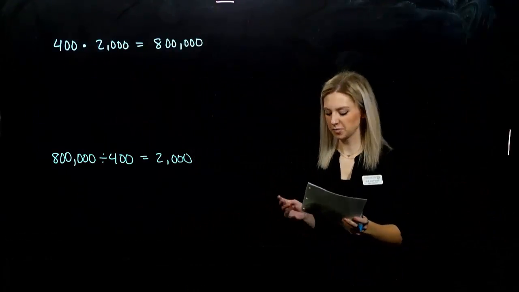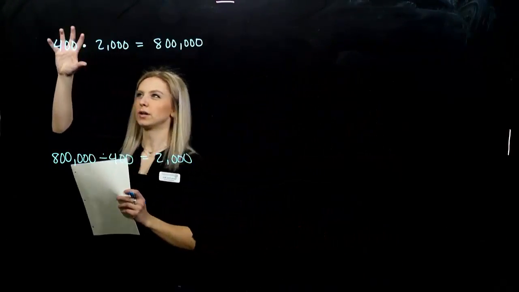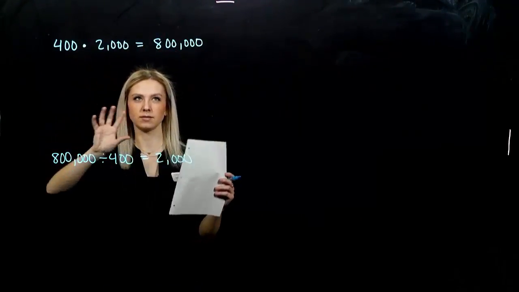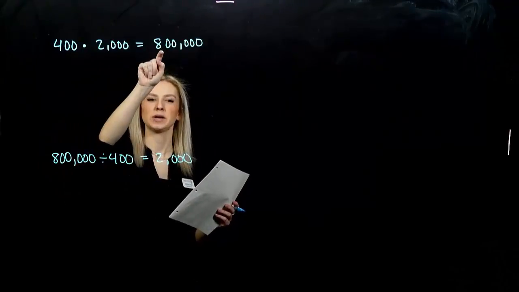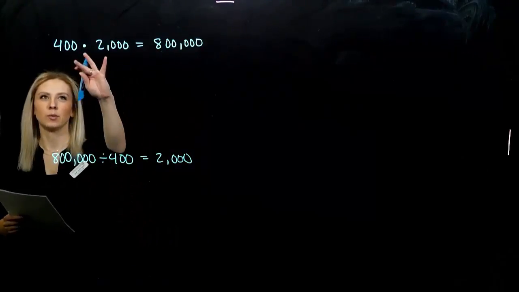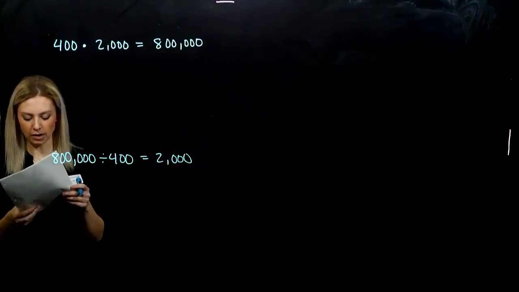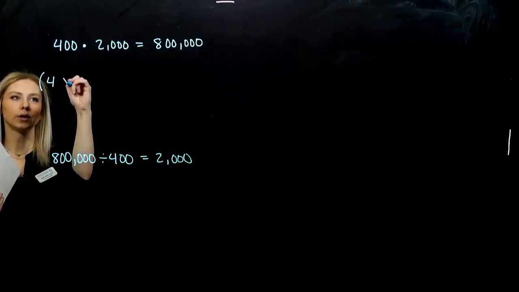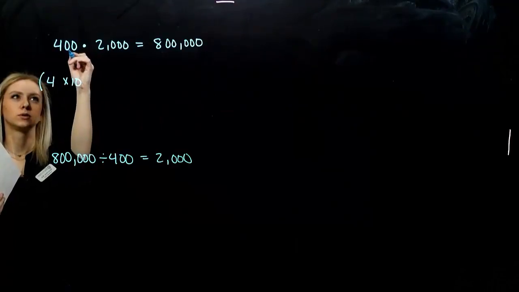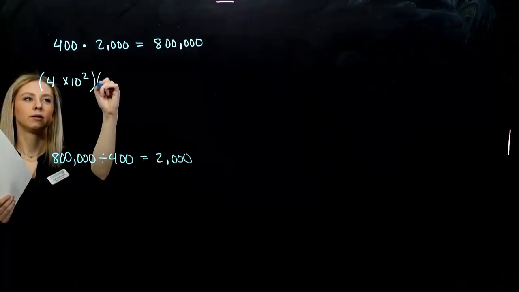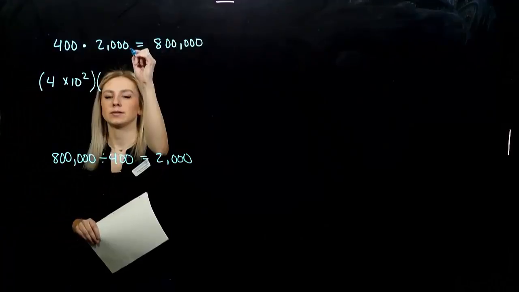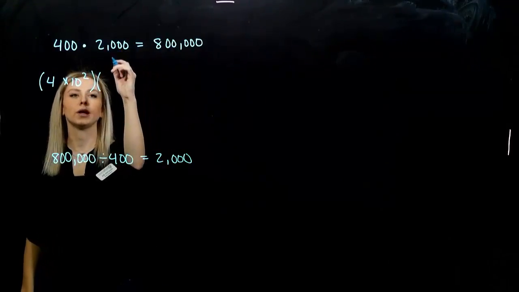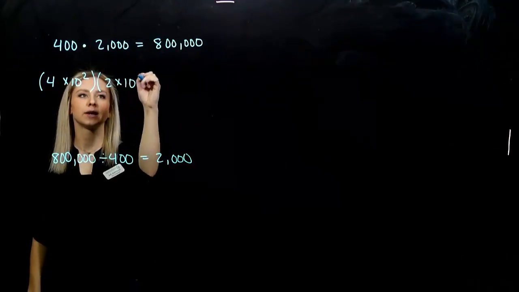Last two examples on this page that we're going to work with. We're going to convert each of these into scientific notation and manipulate the scientific notation to make sure we get the same answer in the end when I look at this product. So how can we represent 400 in scientific notation? 4 times 10 to the what? Second power. And how can I represent 2,000? Again, my decimal's here. I need to move it 1, 2, 3. So I've got 2 times 10 to the third.